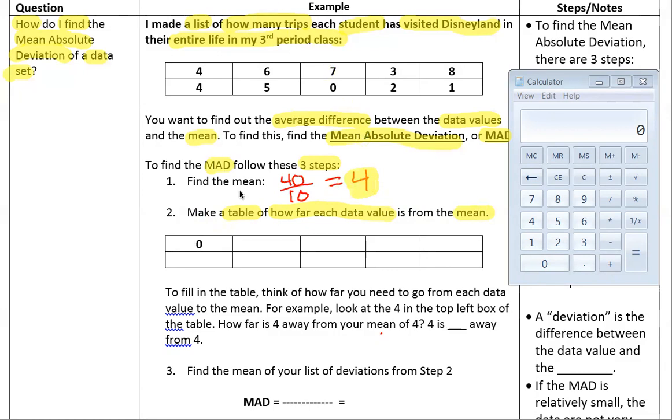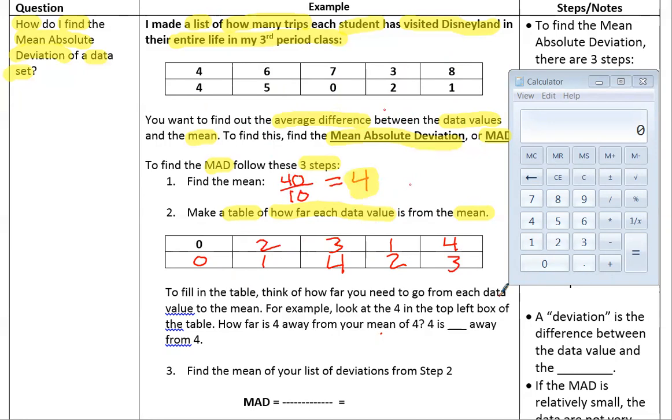So what we're going to do is go, how far is 4 from 4? 0. How far is 6 from 4? 2. How far is 7 from 4? 3. How far is 3 from 4? 1. Notice I'm only taking positive numbers. How far is 8 from 4? 4. How far is 4 from 4? 0. How far is 5 from 4? 1. How far is 0 from 4? 4. How far is 2 from 4? 2. How far is 1 from 4? 3.